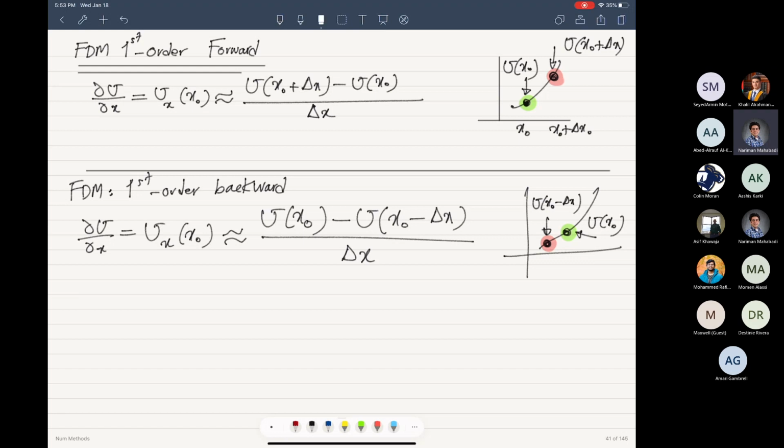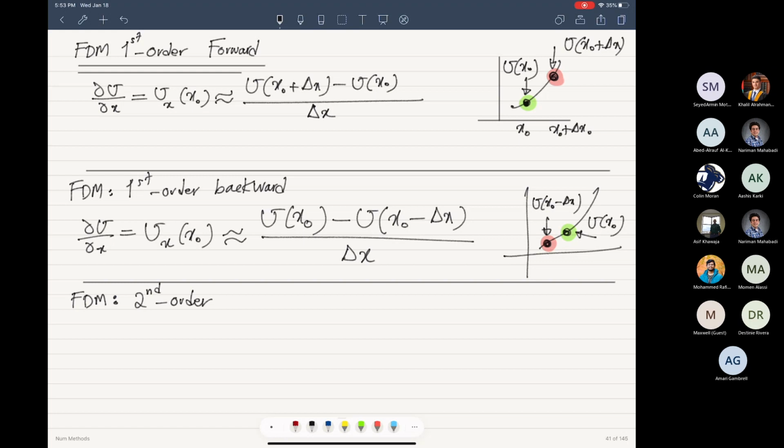So we have another type of finite difference scheme. This is not really first order; this is kind of a second order. It's central. So let's see how you can use a central scheme.